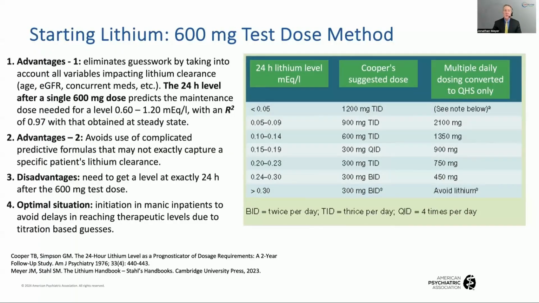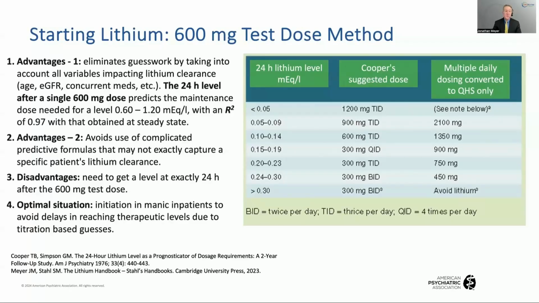The nice thing is it avoids using some of these really arcane predictive formulas which try to capture every patient variable possible, because this 24-hour level is a product of all of those factors. Their age, their GFR, comorbid medications, everything. And the disadvantage is you really do have to get the level at 24 hours after they take that test dose. If you have a reliable person, it's wonderful. Inpatients, absolutely, you can do this. Outpatients, maybe not always.